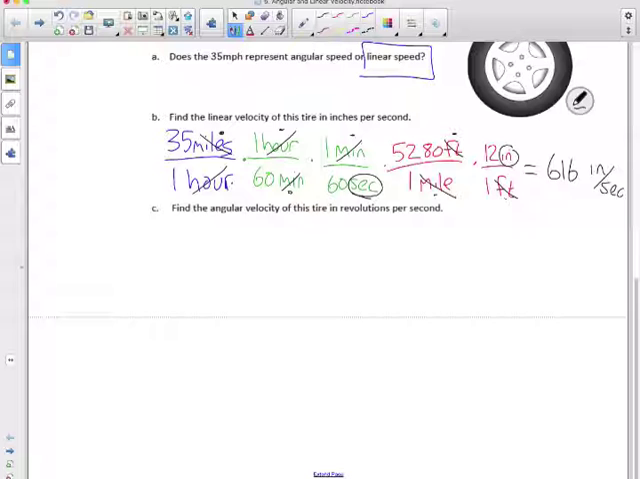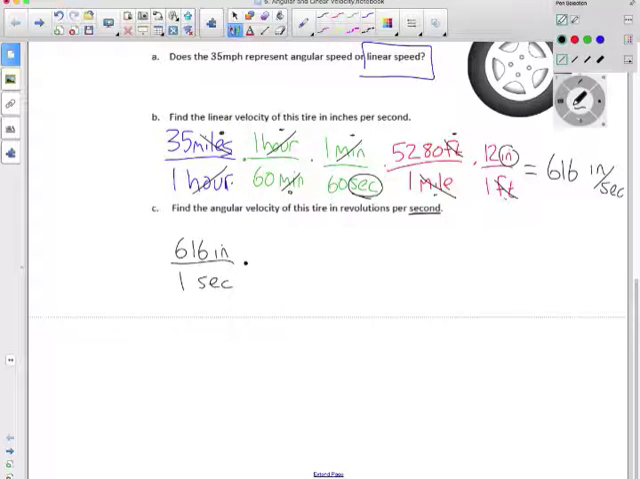Next it says find the angular velocity of this tire in revolutions per second. So I'm actually going to start off with the 616 inches per 1 second because now I already have my units of seconds. I need to try to find a way of converting inches into revolutions. And this is where we have our first little bit of trickery.